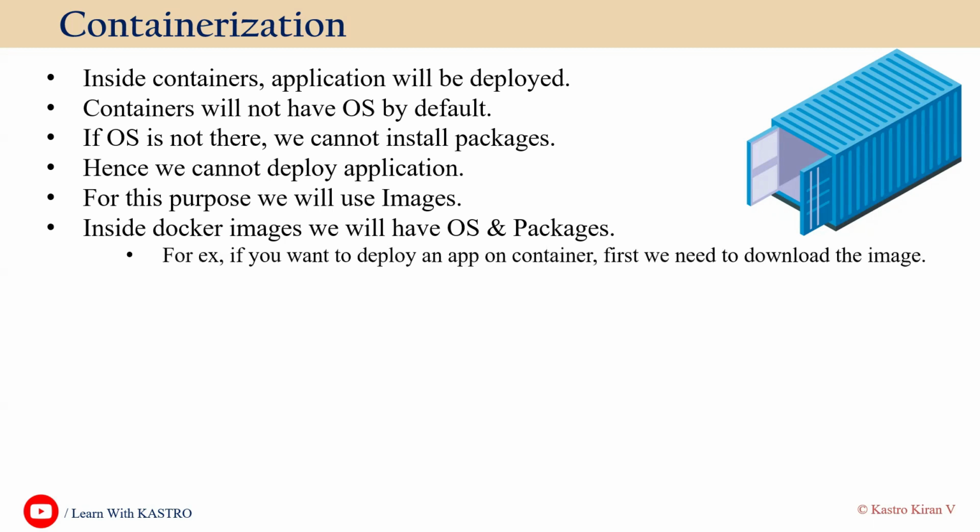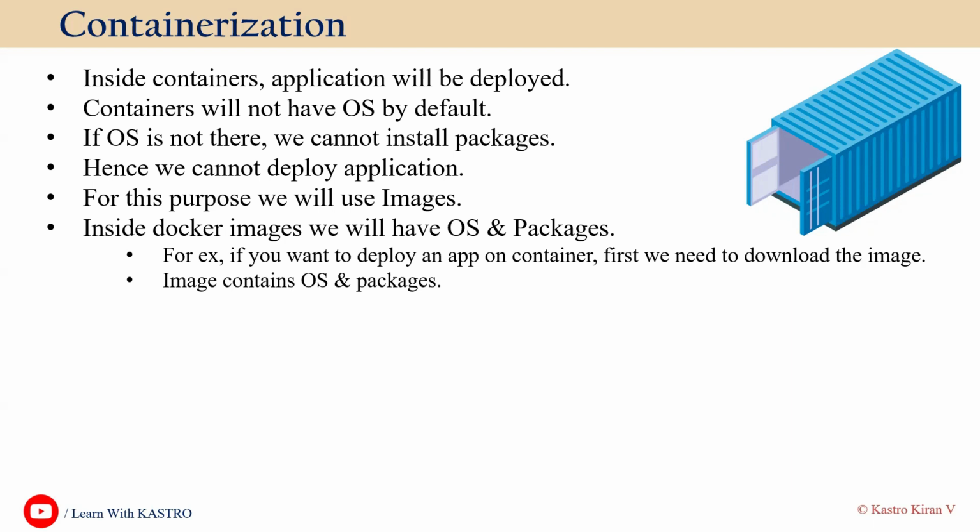Now, let's take an example. If you want to deploy an application on a container, what is the first thing we need to have? We need to have the Docker image. From where are we going to get the Docker image? We are going to get it from Docker Hub, or we will create our own custom images also. We can download the images that are already available in Docker Hub or the Docker registry, or we can create our own images, which are called custom images. That is also possible.